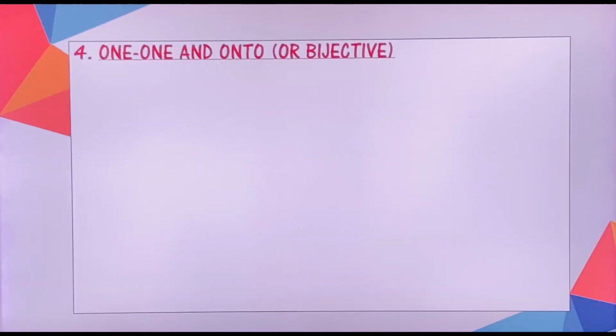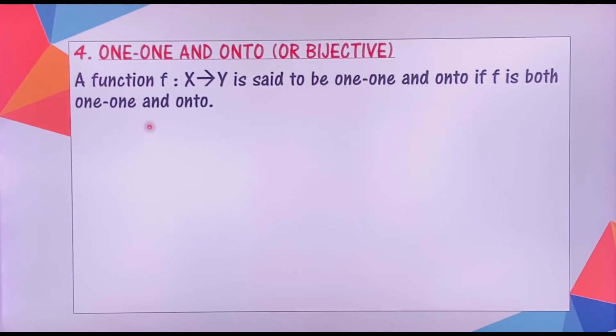Let's study the next function: one-one and onto, or bijective, or bijection. A function f from X to Y is said to be one-one and onto if f is both one-one and onto.